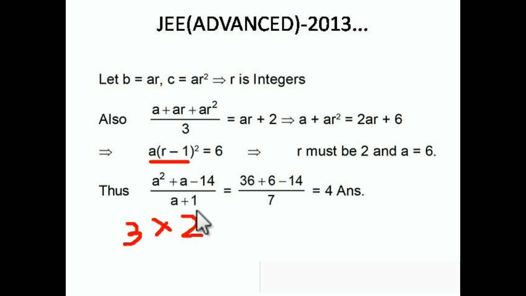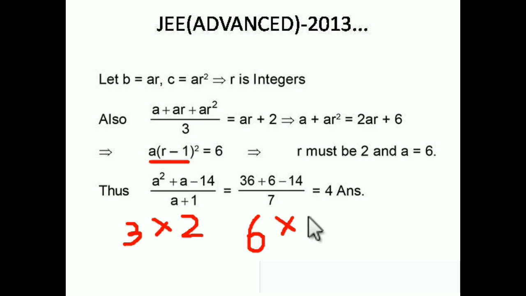If you take the inverse of that, that is 2 into 3, so a becomes 2 and r minus 1 whole square becomes 3. Again r becomes irrational, and that's not possible. Now other factors of 6, so it can be possible as 6 into 1. Yes, 6 can be written as 6 into 1.